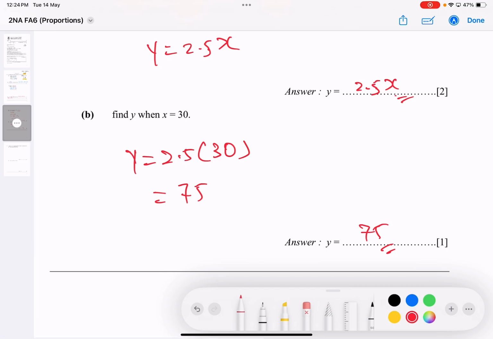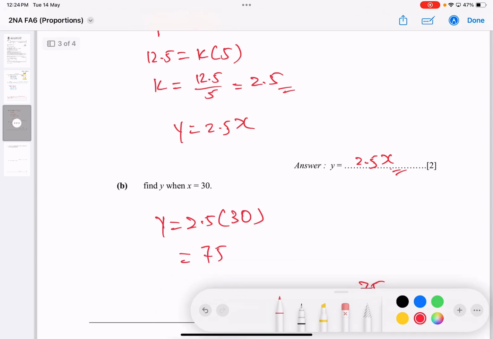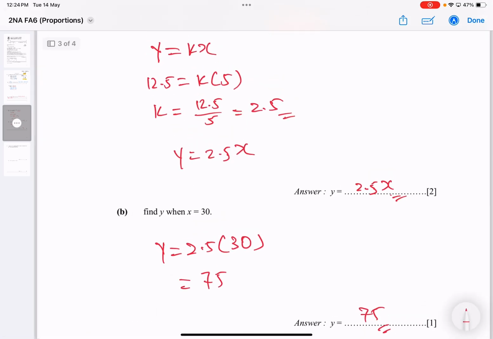Okay, and the last question. Let's turn to the last page. Some of you want to see the top again, fine. If not, for the rest of you, can you turn to the last page? This one is correct, 1 mark.